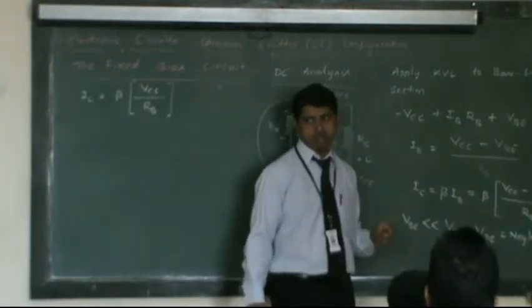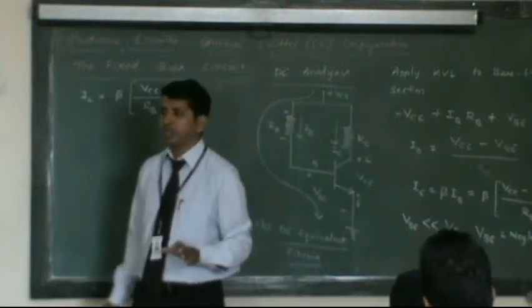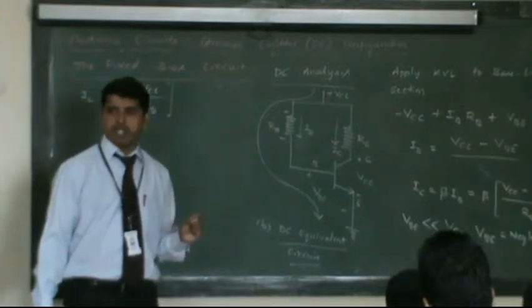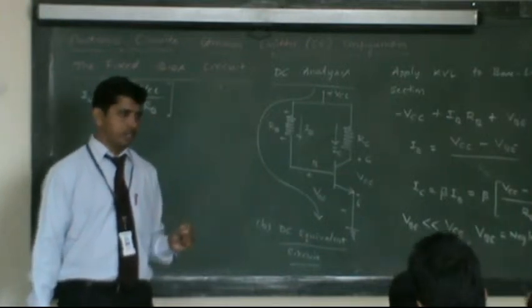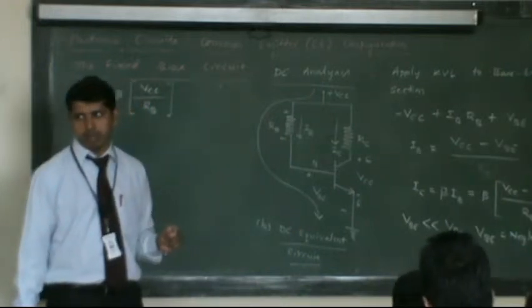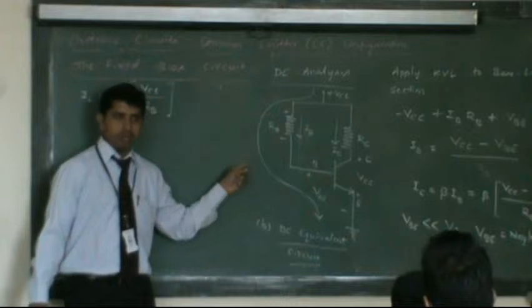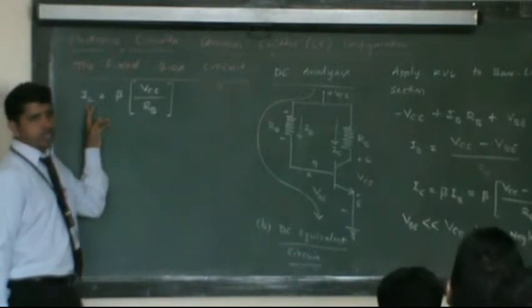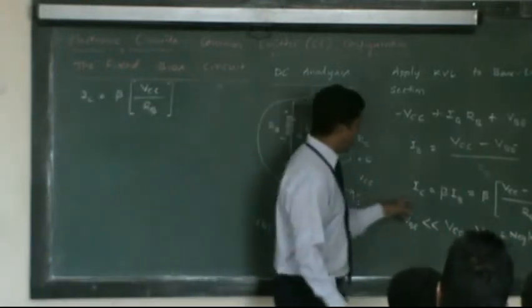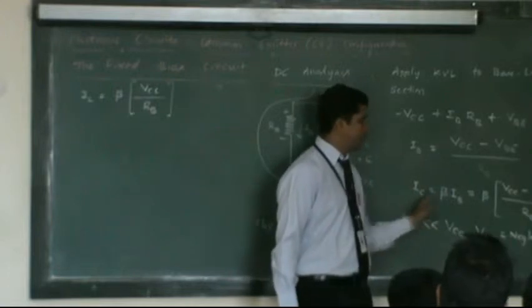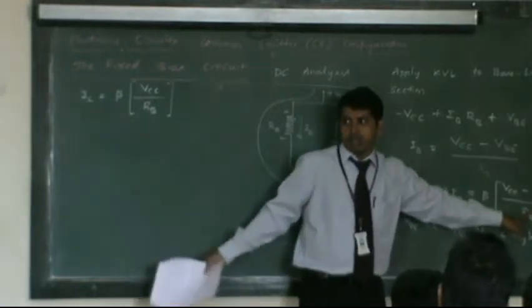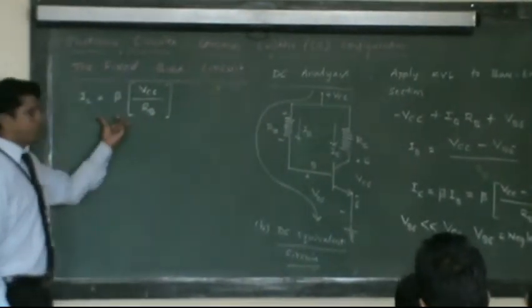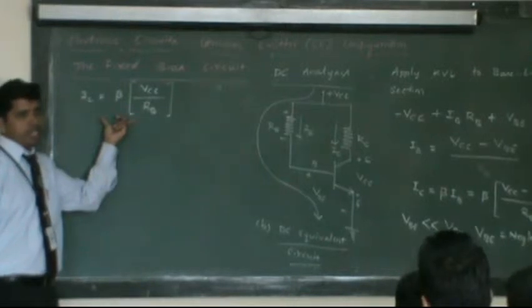Now, the operating point. In the last class, we gave the definition for the operating point: it is the DC collector emitter voltage together with the DC collector current. So we have obtained one coordinate of the operating point, which is IC, for the fixed bias circuit. The operating point changes depending upon the type of bias circuit we discussed. Whatever IC you get for this, you will never get for the voltage divider bias or emitter bias circuit.